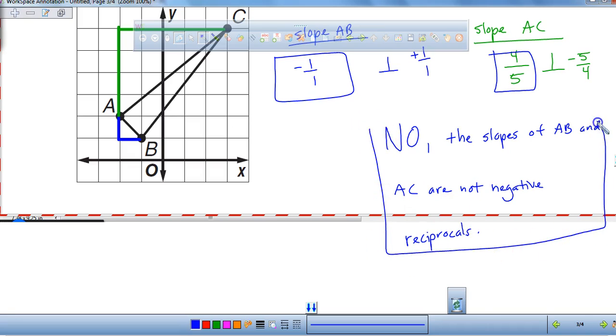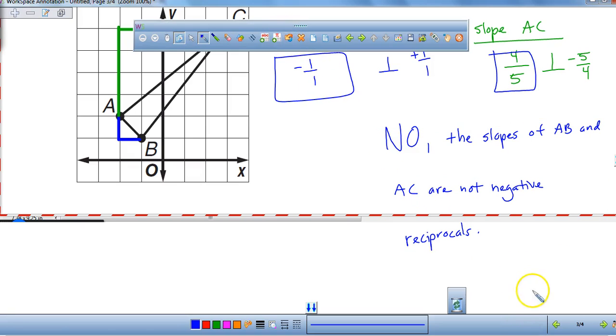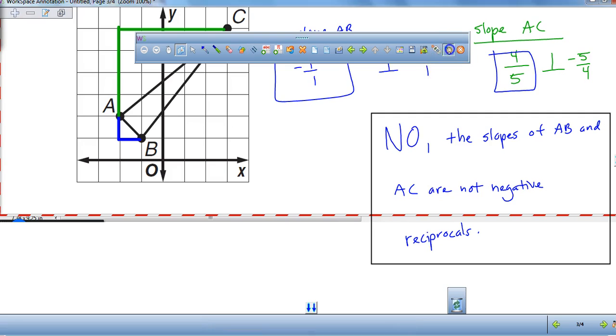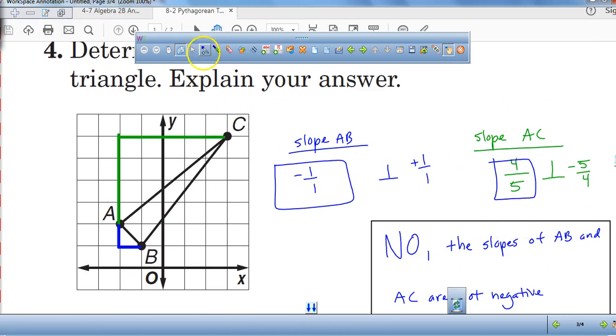No, the slopes of AB and AC are not negative reciprocals. So that's your answer. You can put that in the box, just like that. I see the work, and I understand that you understand that these are definitely not negative reciprocals, which means this right here is definitely not a right angle. So it's definitely not a right triangle.